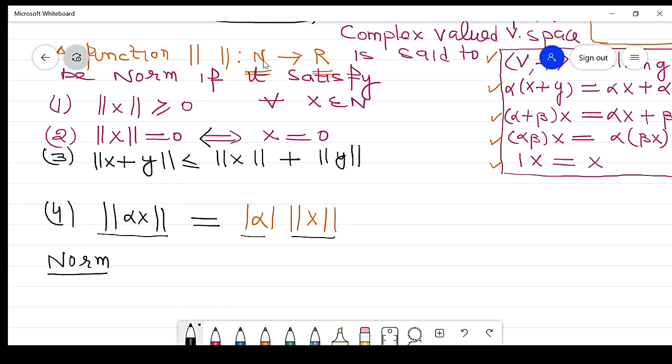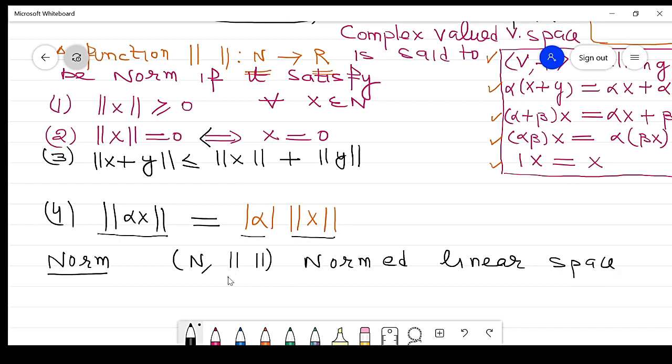Now this norm with this vector space is called a normed linear space. Clear? So what is a norm? A norm is some function on N. So what is N? N is a normed linear space. What are the properties of a normed linear space? Number 1, it is a vector space. Number 2, a function defined on N satisfies these four properties, 1, 2, 3, 4. Clear? If it satisfies all these properties, then in the normed linear space these four properties are satisfied. So remember this, number 1.